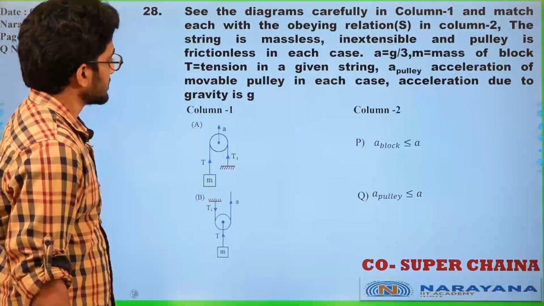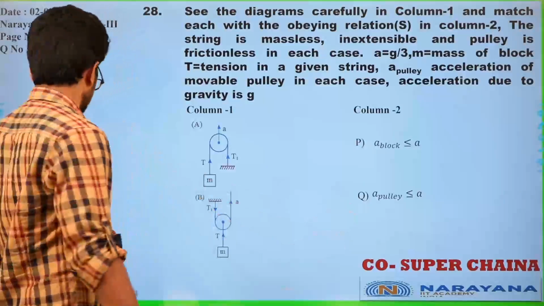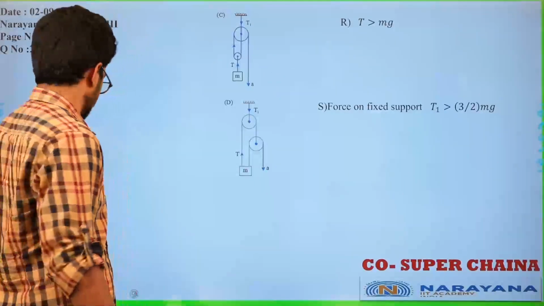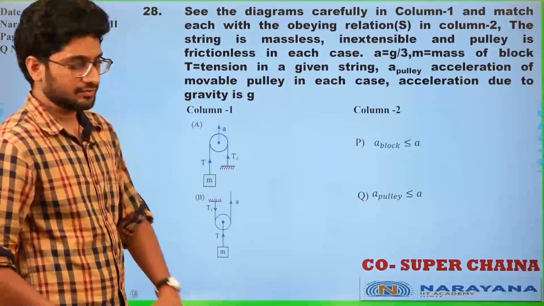So here there is a matching. There is one column here and another column here. So ABCD is one column, PQRS is another column. We need to match. It can be a multiple matching also, one to many matching.